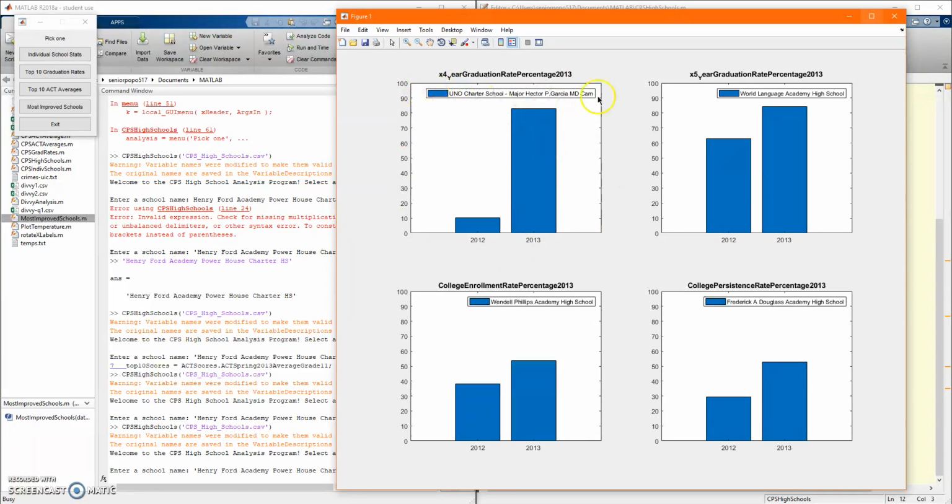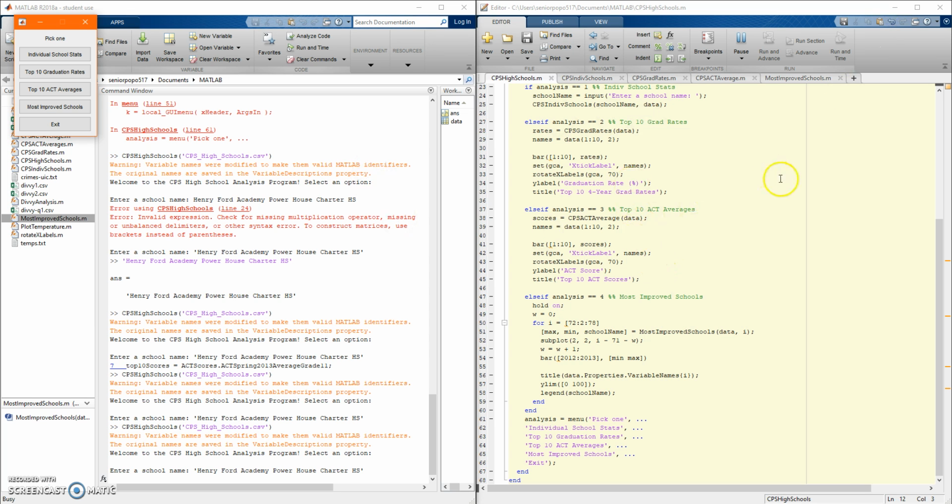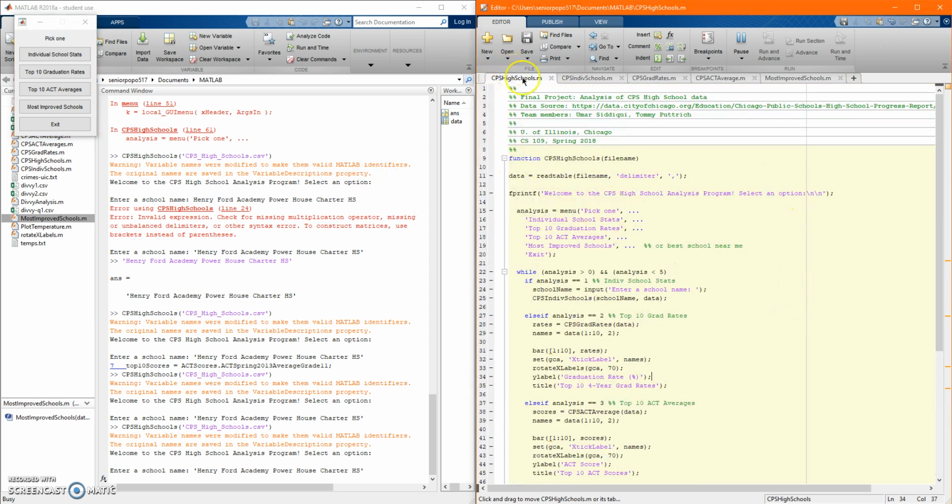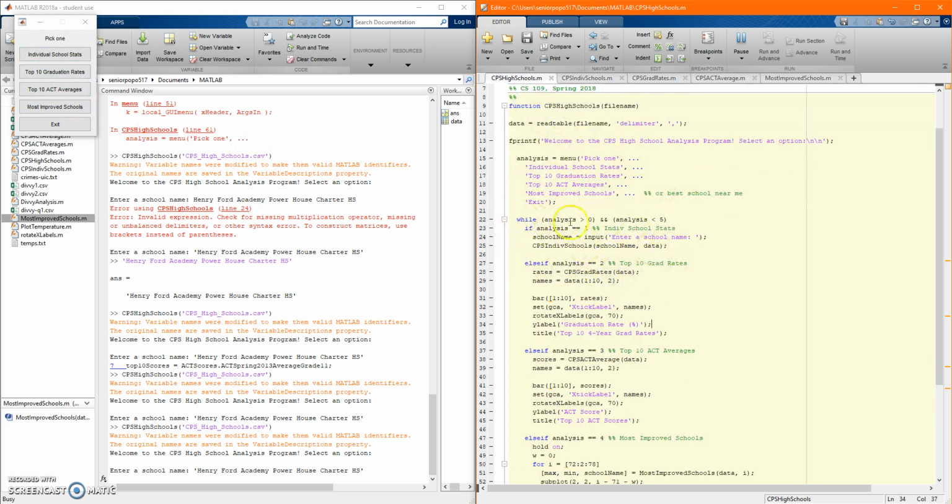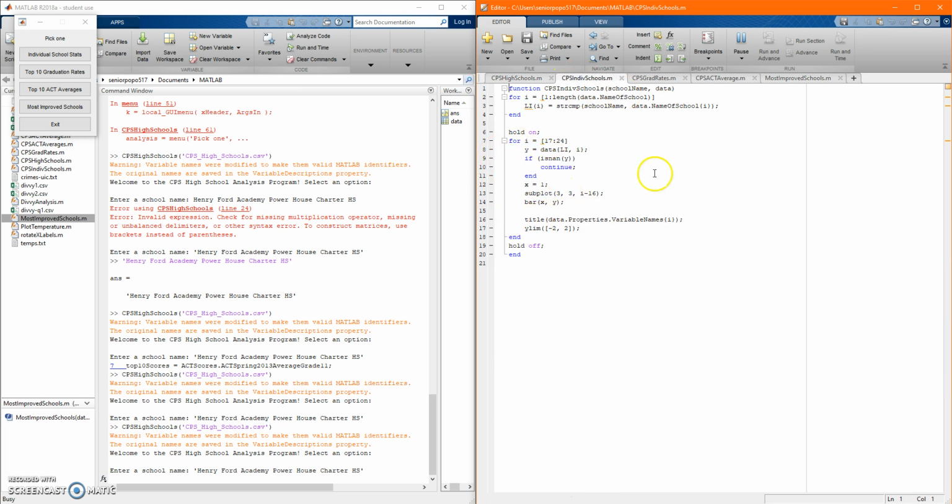It also shows the name of which school earned the most improved in that category. So, for example, if we look at college enrollment rates for 2013 and 2012, the Wendell Phillips Academy High School had the biggest growth. Moving on to the code analysis. We have a top-level function to first call our individual function. We have individual functions for every single one of our sections, and this is also where we do most of our graphing. The only exception is with the individual schools, where the graphing is done in here.